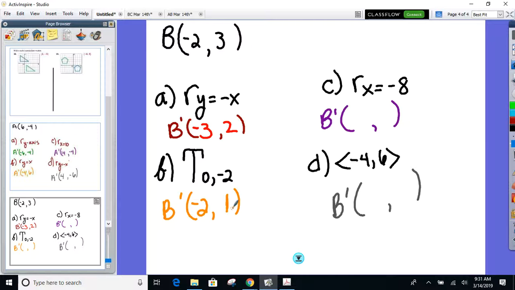This is a translation. Where am I going on the x-axis? Nowhere. I'm not moving left or right. I'm just moving it down 2. That's it. So move this down 2. So -2, 1.